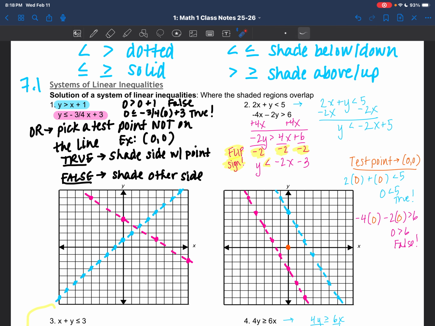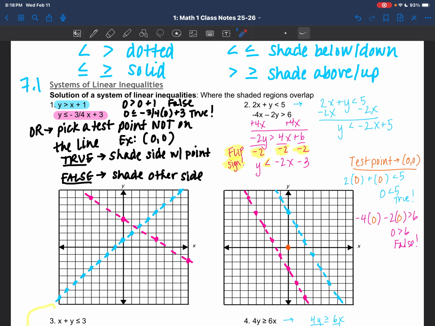All right, and now we're going to do some inequalities with this. For inequalities, we're going to do the same thing where you graph each line, but if it is a less than or a greater than, it's going to be dotted. If there's a line underneath it, meaning less than or equal to or greater than or equal to, it's going to be a solid line.